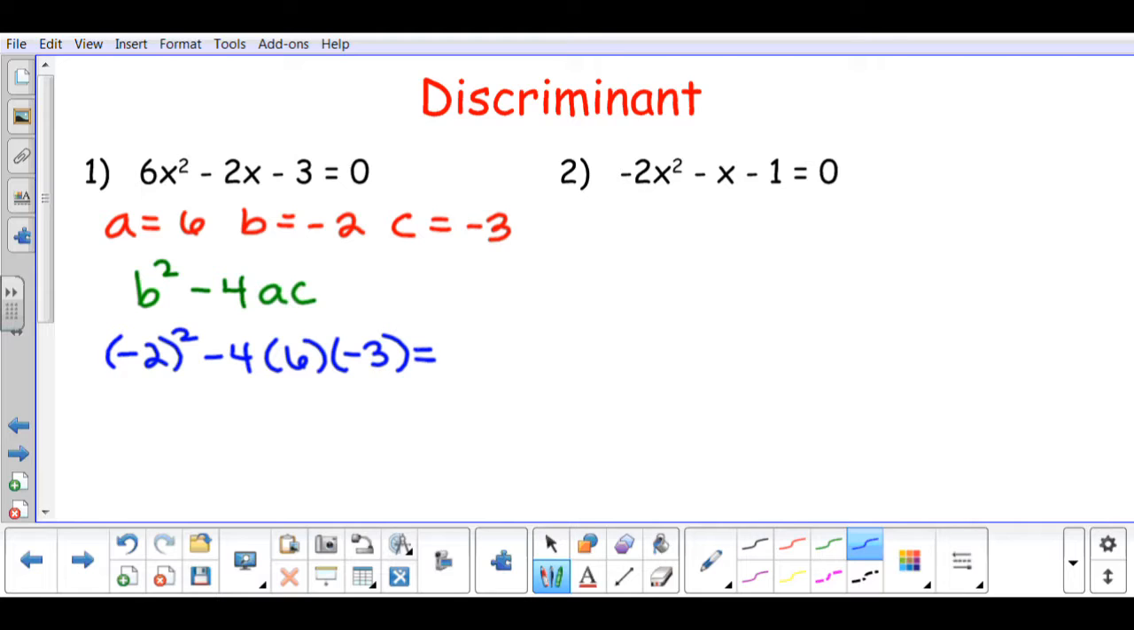My solution is a positive 76. So since I have arrived at a positive answer, that means I'm going to be using the first box. So I'm going to have two real solutions to this quadratic expression.